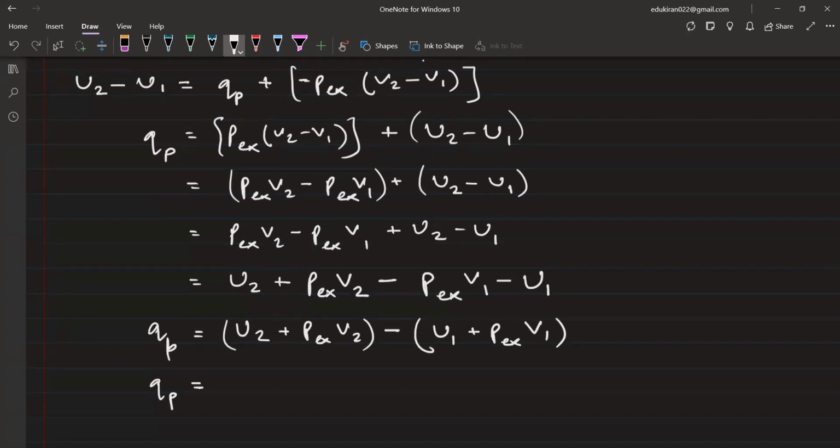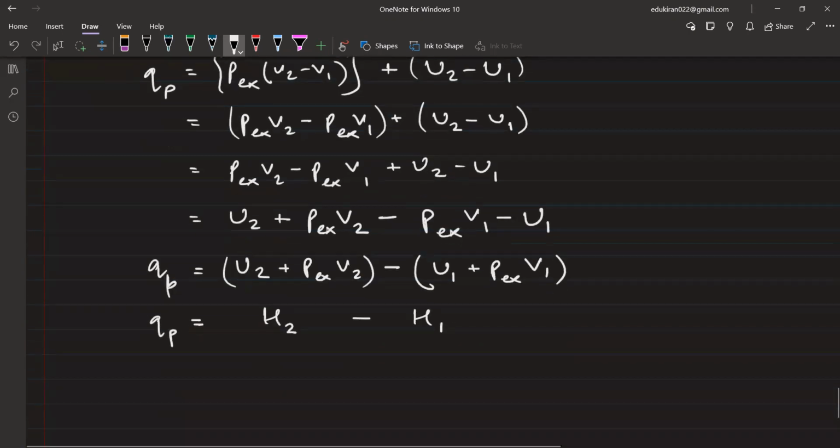QP will be equal to U2 minus U1 plus P external into V2 minus V1. So this is heat, this is also heat. So this is heat final minus heat initial. Okay, and what kind of heat is this? This is the kind of heat in which you have constant pressure, which is known as enthalpy. So QP will be equal to delta H.